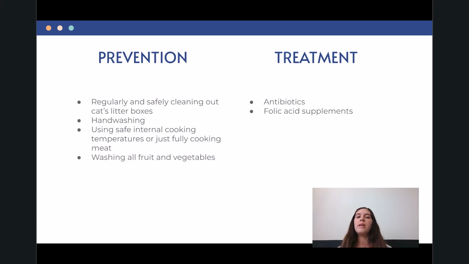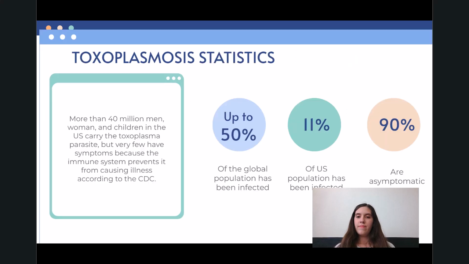Okay, and then some toxoplasmosis statistics. This quote is from the CDC, that more than 40 million men, women, and children in the US carry the Toxoplasma parasite, but very few have symptoms because the immune system prevents it from causing illness. Up to 50% of the global population has been infected, 11% of the US population has been infected, and 90% are asymptomatic.